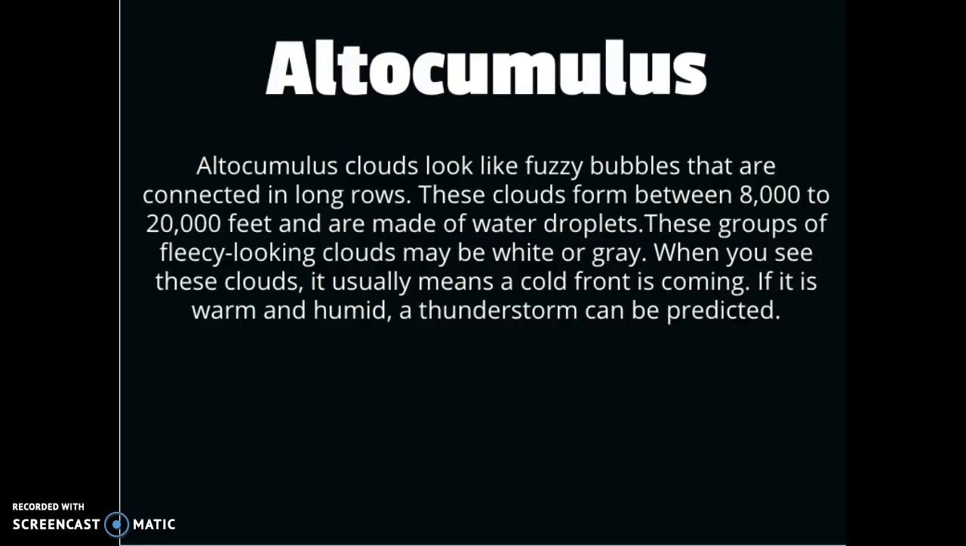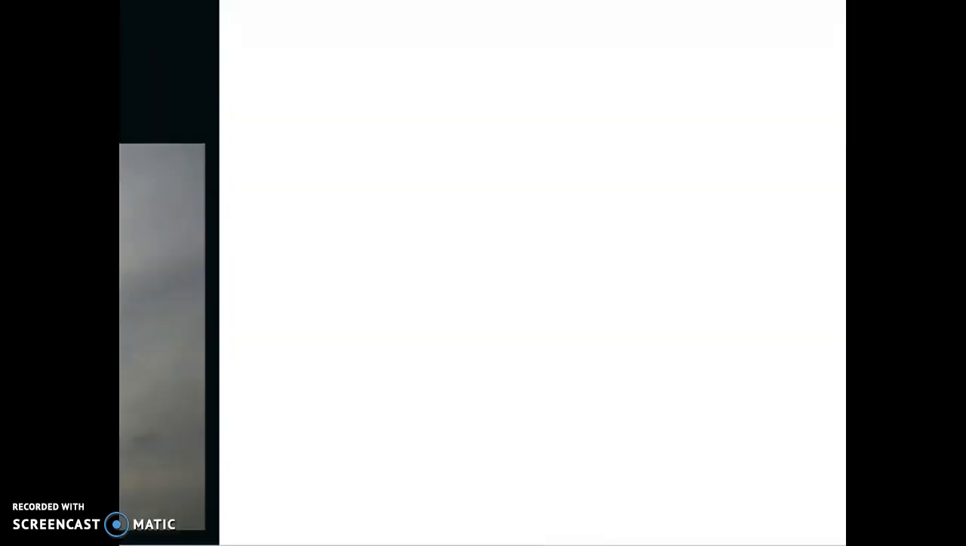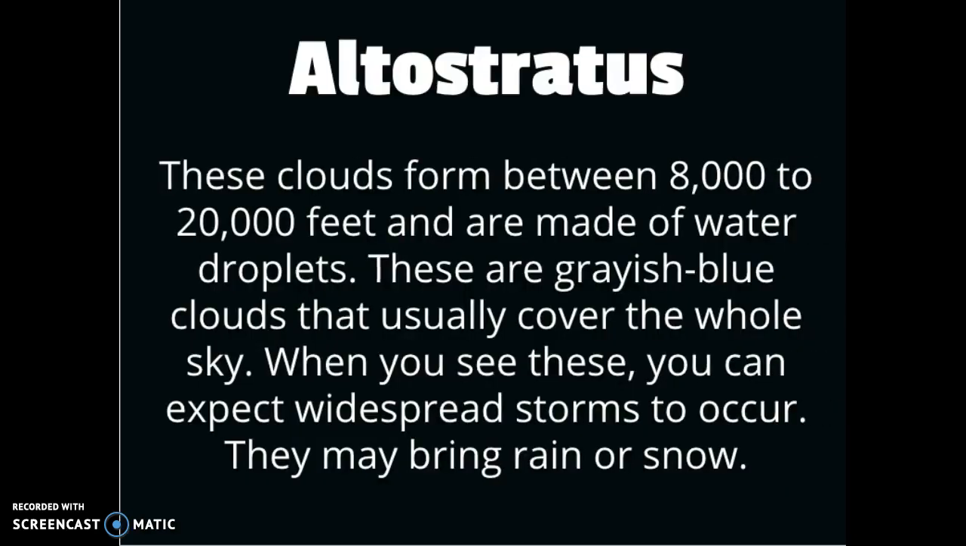They look like fuzzy bubbles that are connected in long rows. These clouds form between 8,000 and 20,000 feet. That's the middle layer. They're made of water droplets. They might be white, they might be gray. When you see these clouds, it means a cold front is coming. If it's warm and humid, a thunderstorm can be predicted.